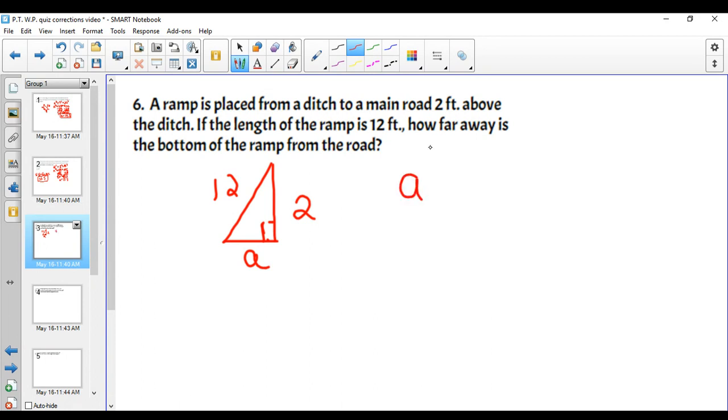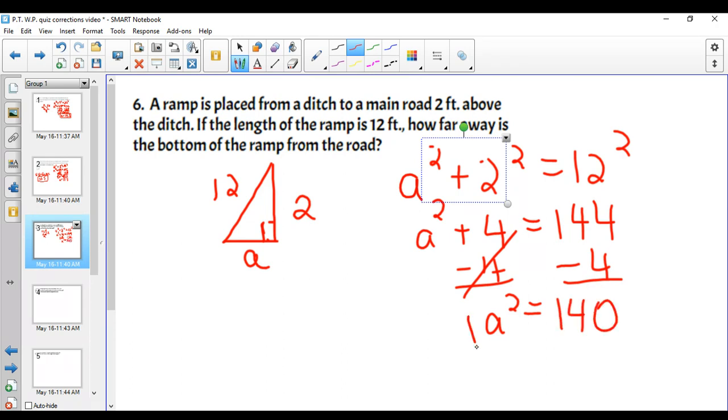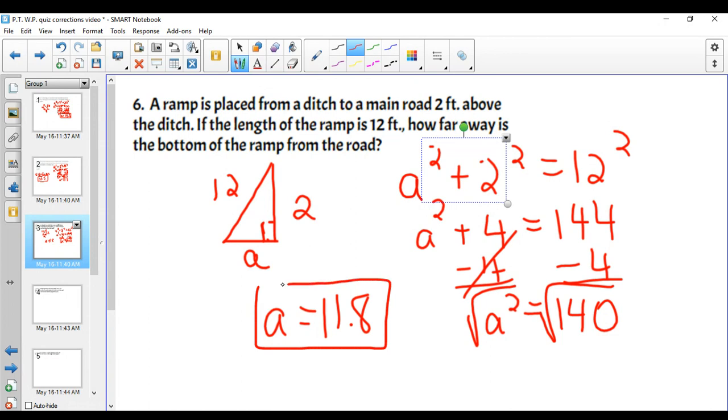Okay, setting up our equation, we're going to have A squared plus 2 squared equals 12 squared. 2 squared gives us 4. 12 squared gives us 144. Subtracting 4 from both sides would be our next step. Then that gives us 140. Then finding the square root, which comes out to 11.8. And our unit was feet, 11.8 feet.